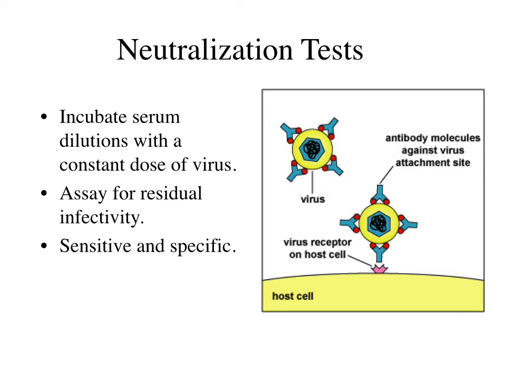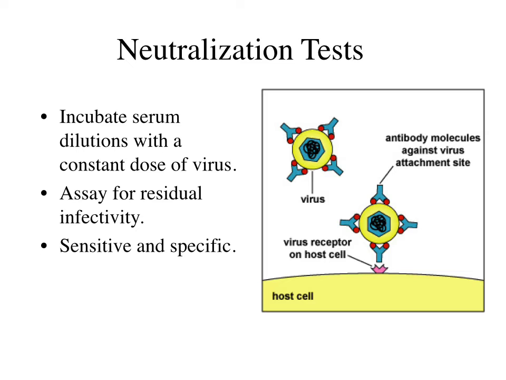Dilutions of serum will be mixed with a constant dose of virus. You're going to incubate, usually for about 60 minutes, because you want to allow time for the antibody and the virus to bind. And then you assay for residual infectivity. What that means is that, as your control, you have to titer your virus sample without the antibody. So you have to know how much virus you have.